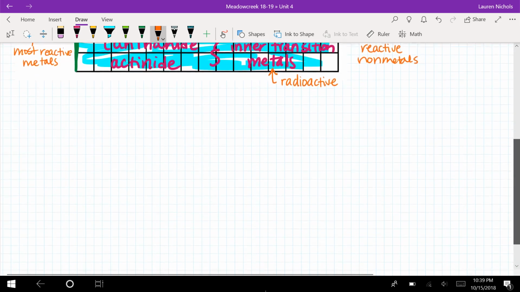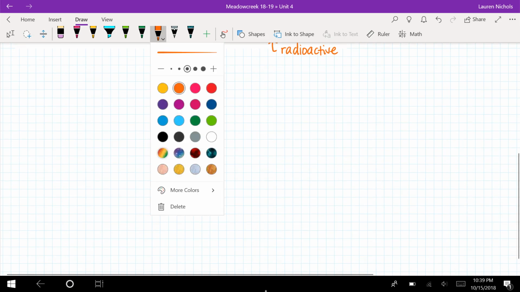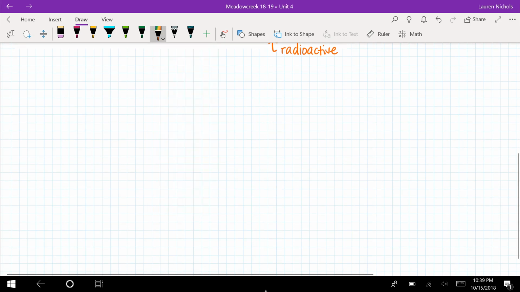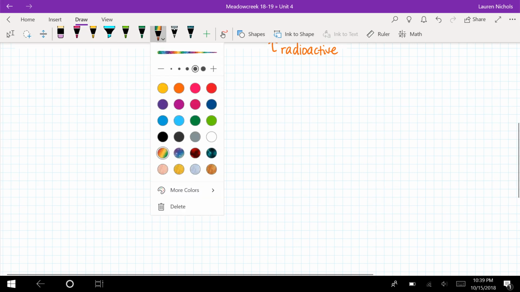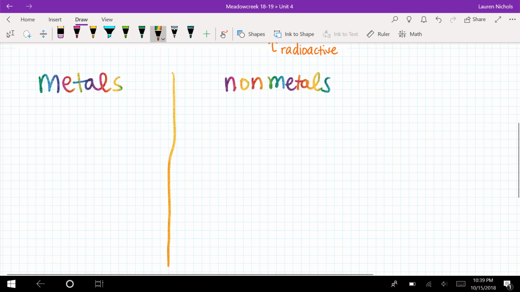But let's go into more of these metals versus non-metals. And I'm going to use my little rainbow ink here because I thought it was so fun in class. So if we look at metals and non-metals, we need to look at what the properties of each of these are.